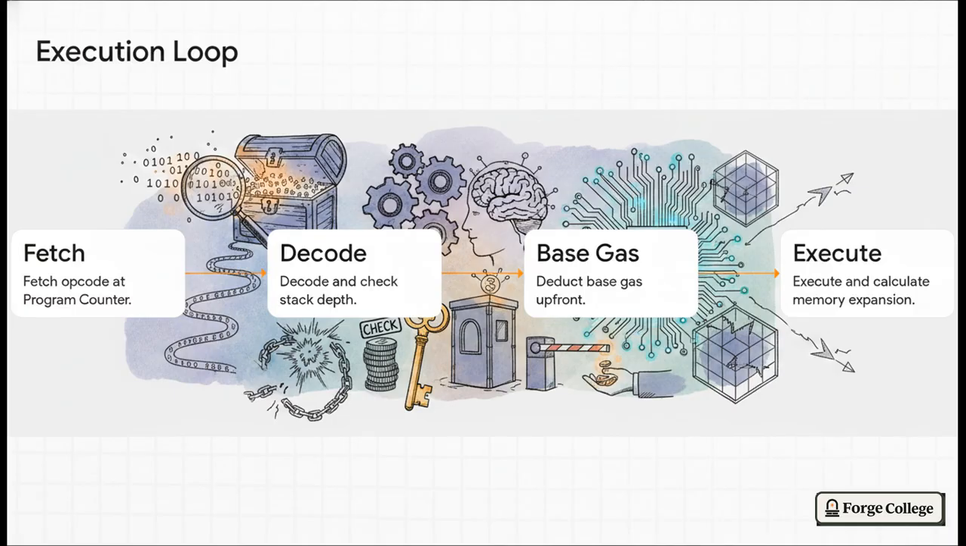Do you notice what happens before execution even starts? The underflow checks and the upfront gas deduction. If step 2 or 3 fail, step 4 never, ever happens.